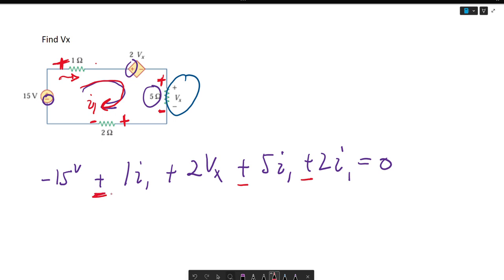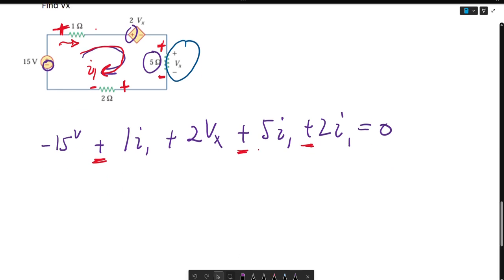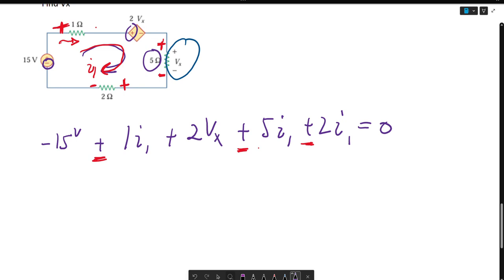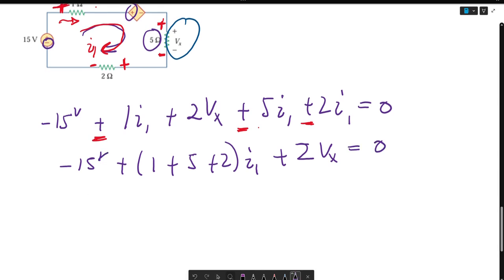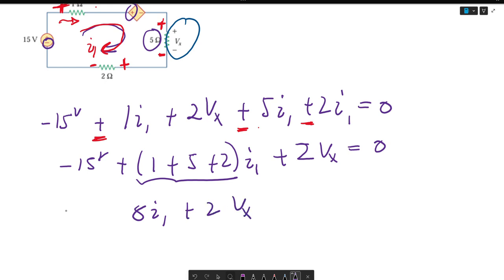And so that's why we say plus, plus, and plus here. Now what we can do is pull out that I1, so 15 volts plus 1 plus 5 plus 2, I1 plus 2 Vx is equal to 0. This here is 8 I1 plus 2 Vx, and there's a minus 15 volts here, is equal to 0. This is my first equation.